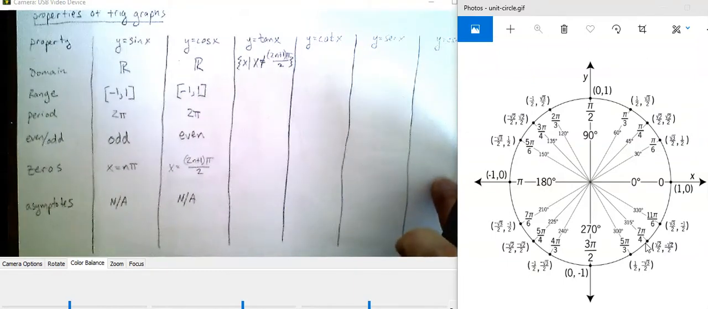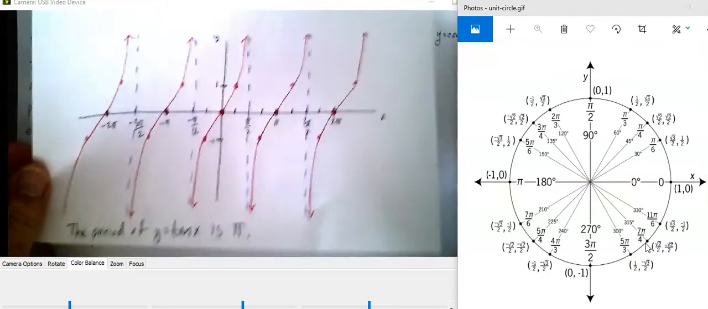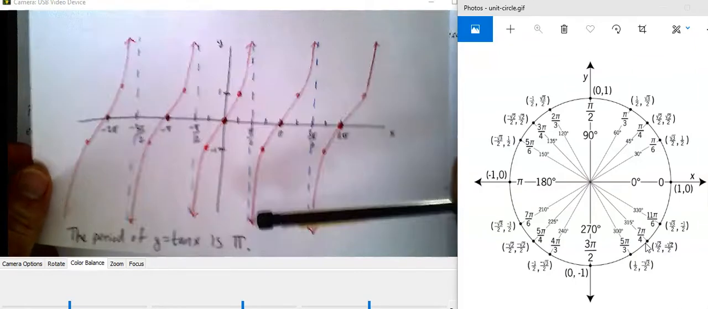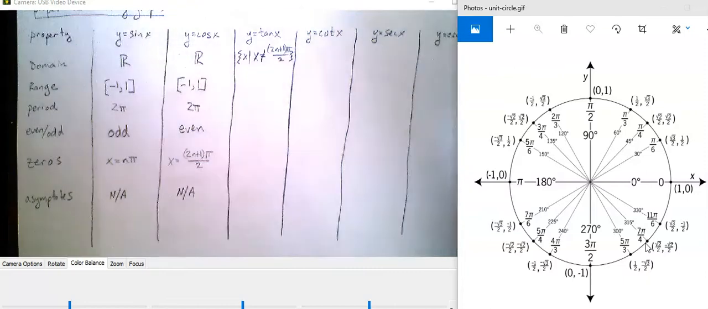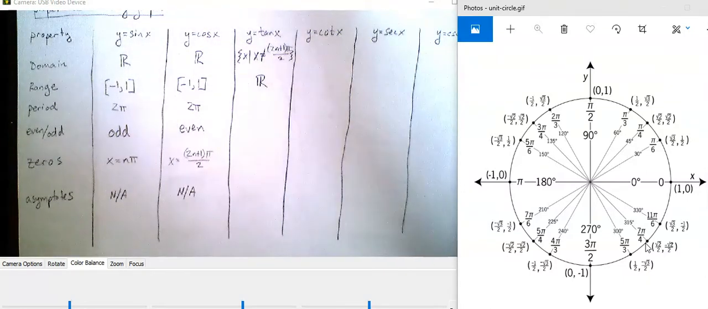Okay. Let's look at the range. So if we look at our tangent graph, looks like the range is negative infinity to positive infinity. So that would be all reals. The period was pi.